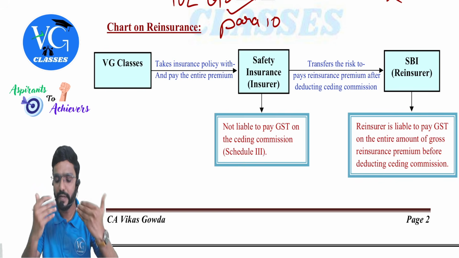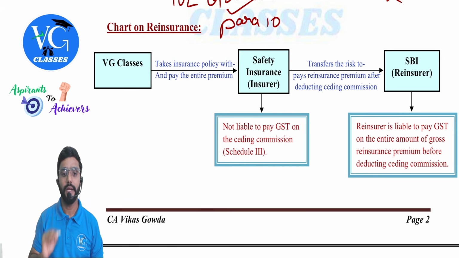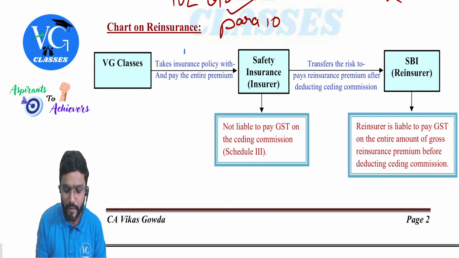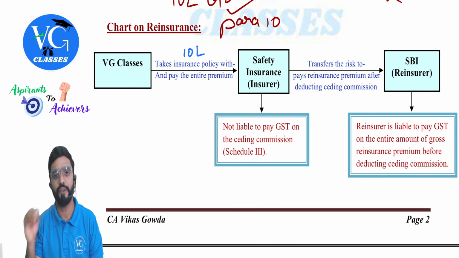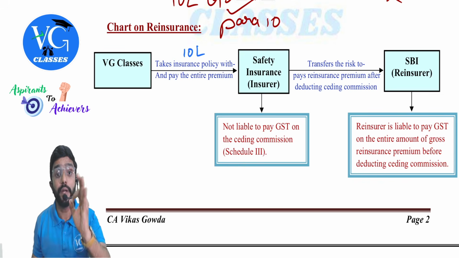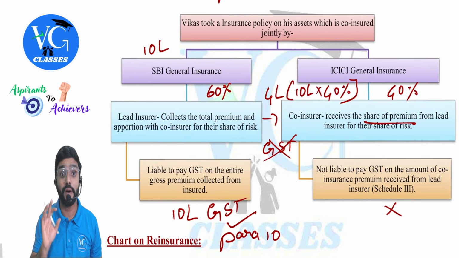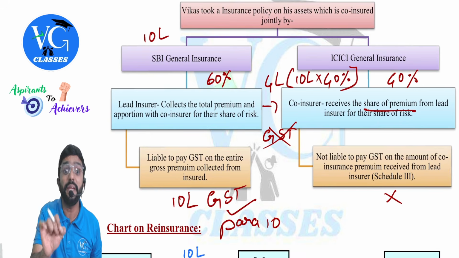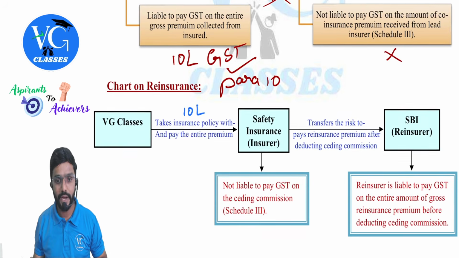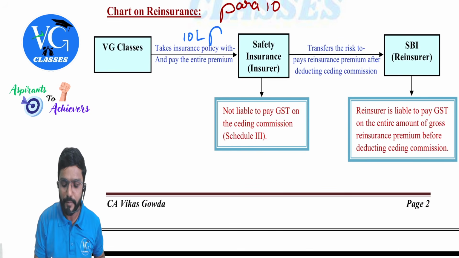Let me give it with some numbers so that you will have better clarity. Assume VG Classes took the policy with Safety Insurance and paid a premium of 10 lakh to whom? Safety Insurance. 10 lakh premium, not policy amount, premium amount. Even in my previous example, 10 lakh was a policy amount, but now it is premium. Assume the policy amount was in crores. So VG Classes paid 10 lakh premium to whom?